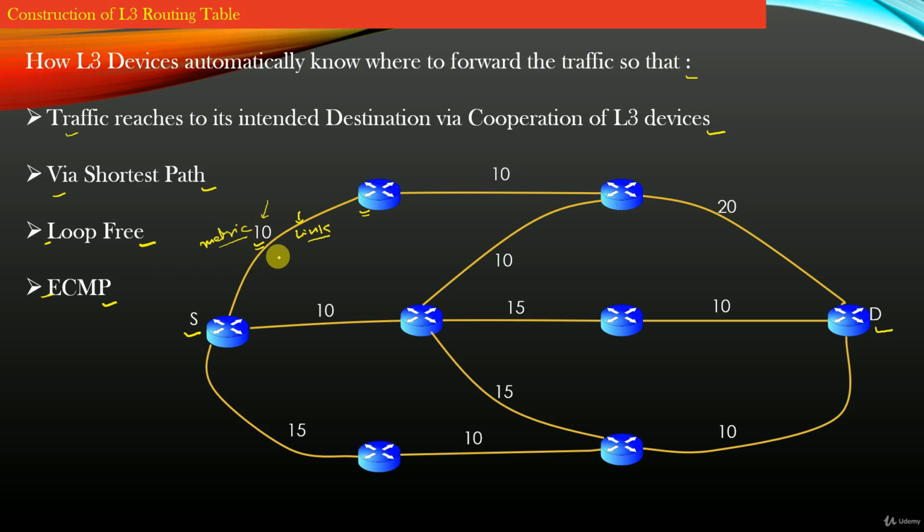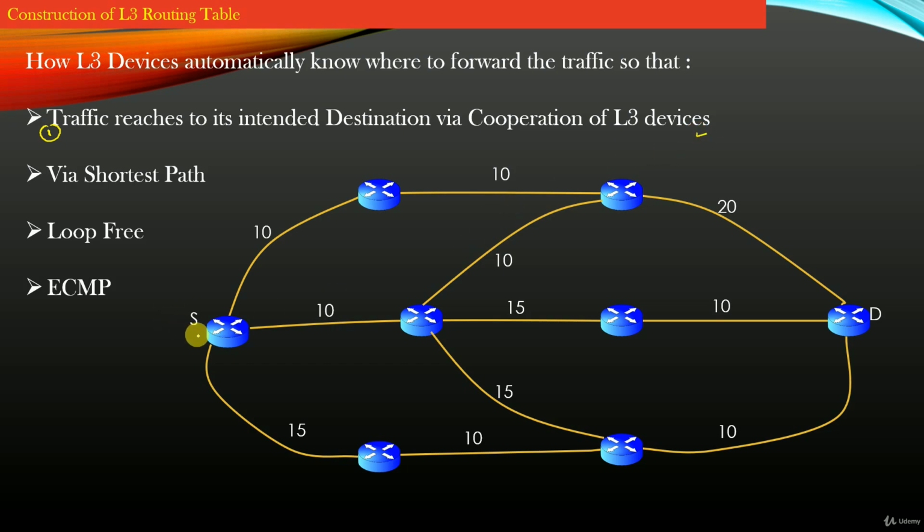So the user configures these metric values on the links so that the administrator can control what path the traffic should take in order to reach its destination from the source in the topology. Let us understand this in a little more detail. Let us first try to understand point number 1, that the traffic reaches its intended destination via cooperation of L3 devices.